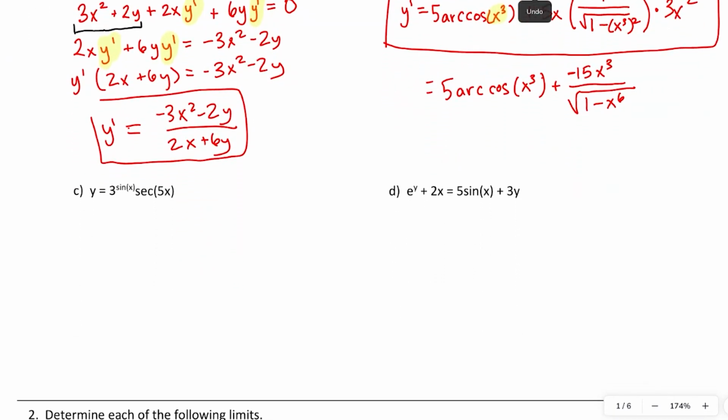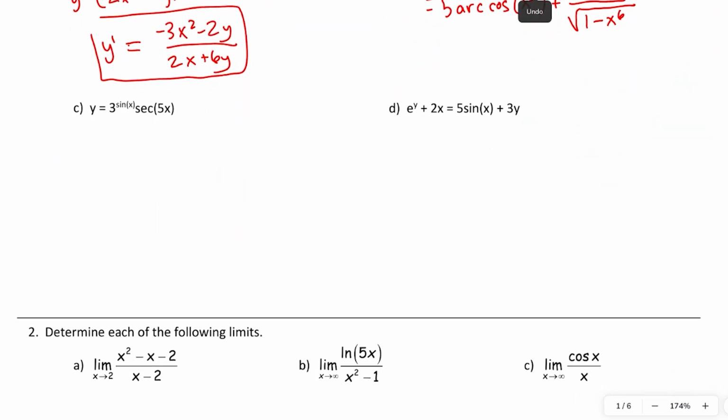Okay, part C, another product rule here. We're going to have to use product rule and chain rule. Okay, so here are my two factors. So I'm going to start by differentiating the first piece. So here's another new derivative.